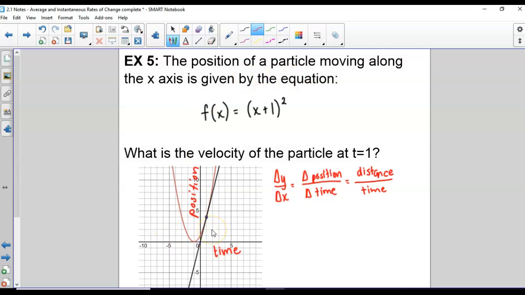So for this we will get velocity. That would mean if the particle is traveling in the positive direction, you're going to have a positive velocity. And if it's traveling in the negative direction, you're going to have a negative velocity. So in this case, our little particle is moving on the x-axis. So the particle is either moving to the right or to the left.